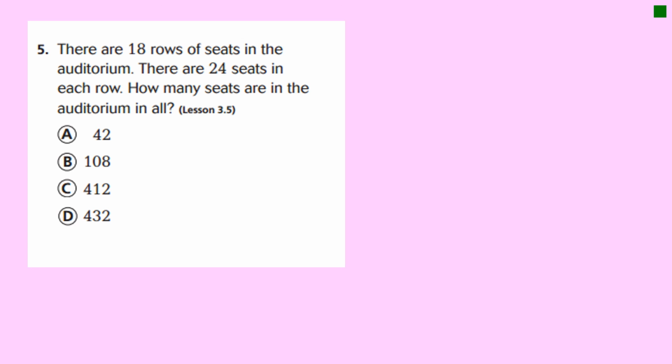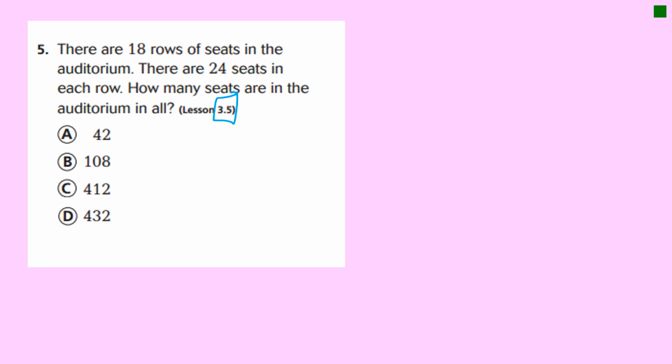All right, let's look at number 5. This is on the back, the review. And this goes back to Chapter 3, Lesson 5. Okay? All right, let's read it. There are 18 rows of seats in the auditorium. There are 24 seats in each row. How many seats are in the auditorium in all? Okay, you know what we have to do.